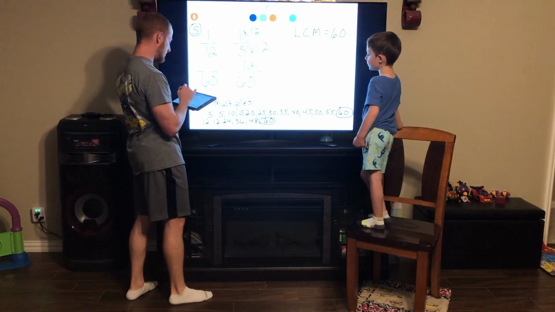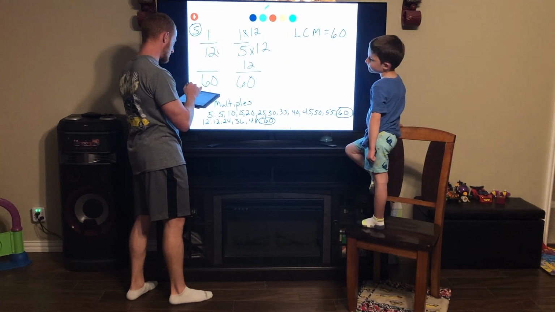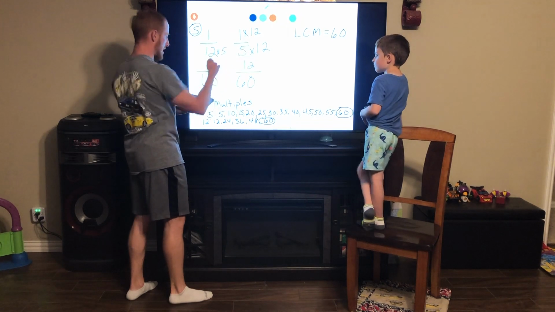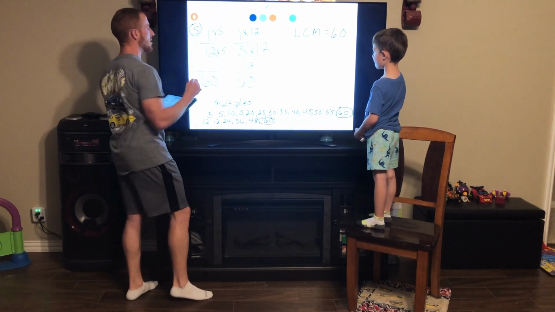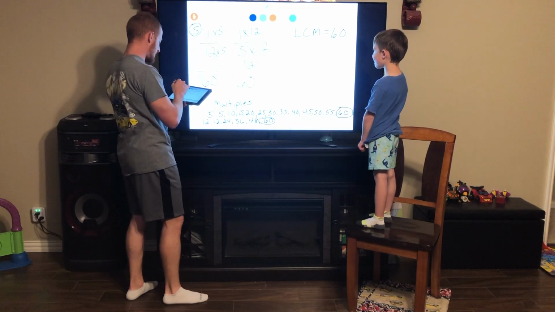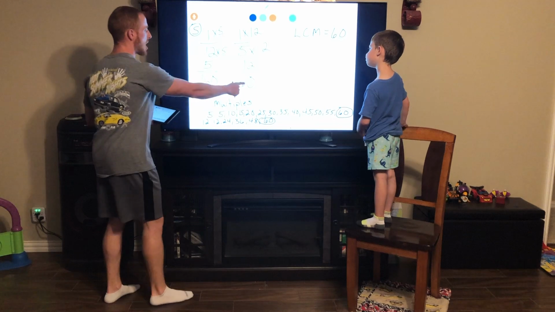Now I think, what do I have to multiply times 12 to get 60? Well, I have to multiply times 5. It's basically the opposite of what I have here. So what I do to the denominator, I have to be fair and do to the numerator. 1 times 5 is 5. So now I have these two fractions with common denominators.